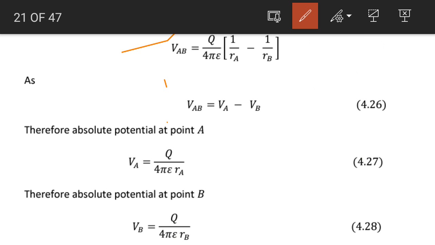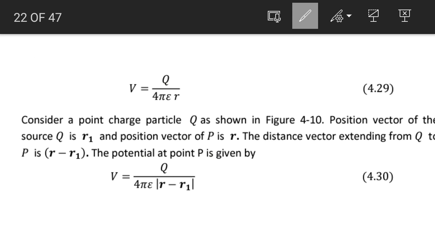We know that the voltage between these two points will be equal to the absolute potential at point A minus the absolute potential at point B. If we compare these two equations, then the absolute potential at point A will be equal to Q by 4 pi epsilon rA, and the absolute potential at point B will be equal to Q divided by 4 pi epsilon rB. In general, the absolute potential at a radial distance r from the source will be equal to Q by 4 pi epsilon r. So this is how we calculate the absolute potential at a radial distance r from the source, where the source is in the form of a point charge, and the magnitude of the charge of the source is Q Coulomb.